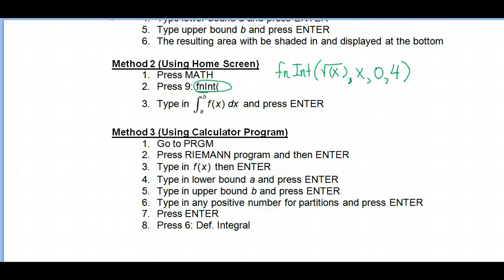I didn't show you how to do the integral of square root of x. Square root of x doesn't look like a circle, it doesn't look like a triangle, but I will show you later a formula to find it. So for right now, if you came across square root of x, the only way we have is using our calculator. Okay, the last method, method 3, is using the calculator program.